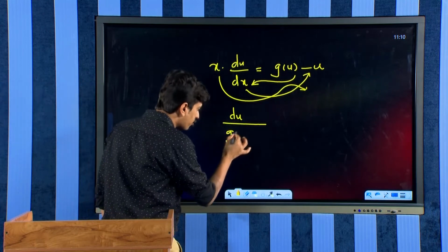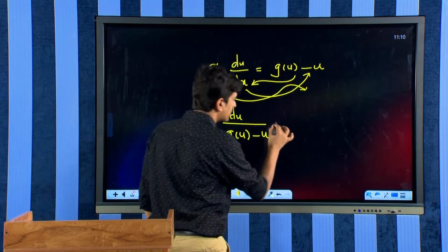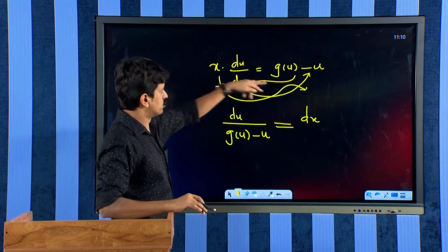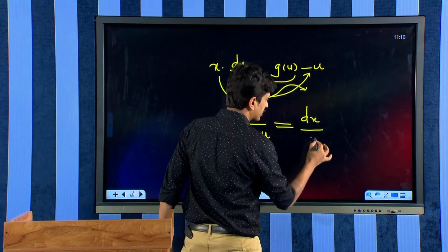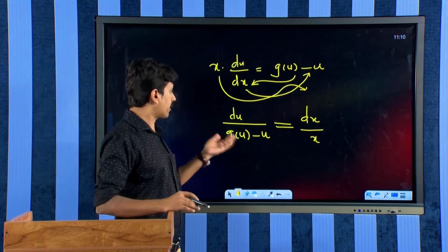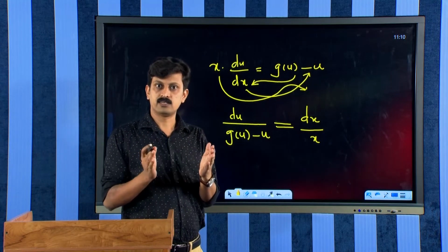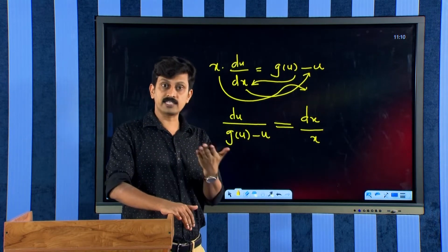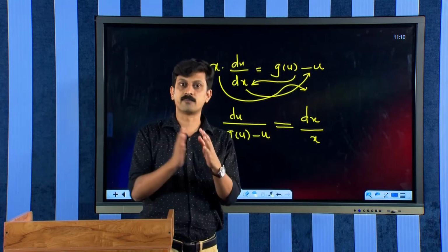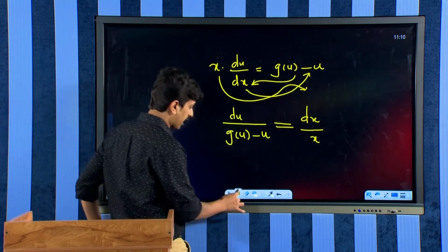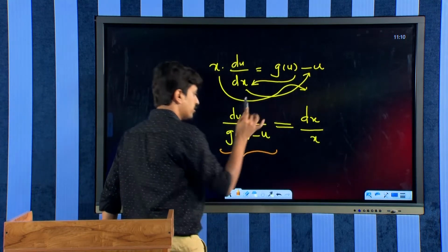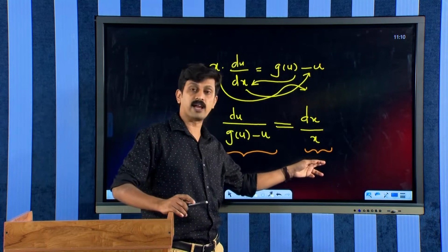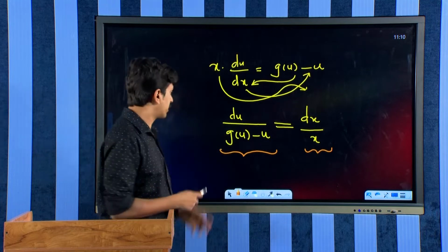On the other side we take dx into the numerator and x into the denominator. Therefore, we will have dx by x. See what happened here: we separated the variables. We redefined y by x as u, so now we have an equation in u and x. On the left hand side we have the terms of u only, and on the right hand side we have the terms of x only. Now we can integrate.